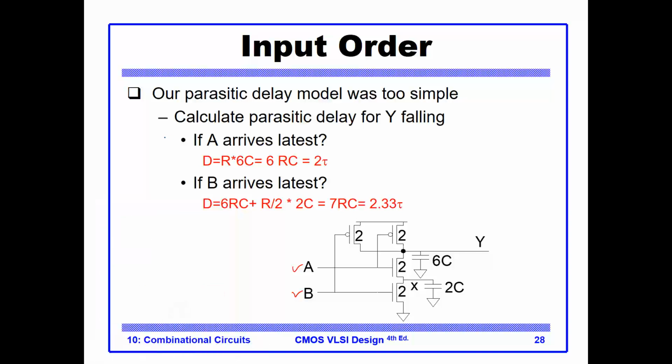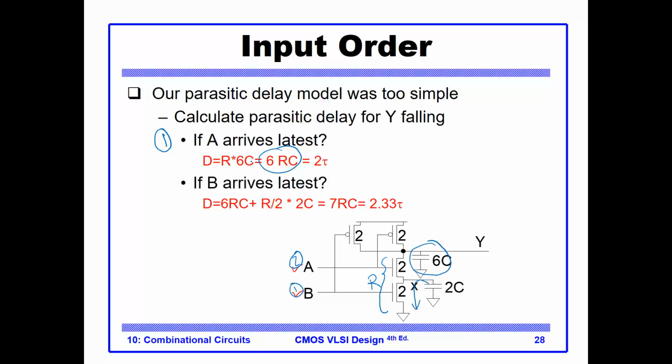if we consider this solution where A arrives the latest, which means B will arrive first and then A. If B arrives first, then this capacitance here will be discharged because B arrives early. Then, when A arrives, we have to discharge this capacitance. And to discharge this capacitance, we multiply 6C times this resistance R. Okay, and that's what he's referring to right here.